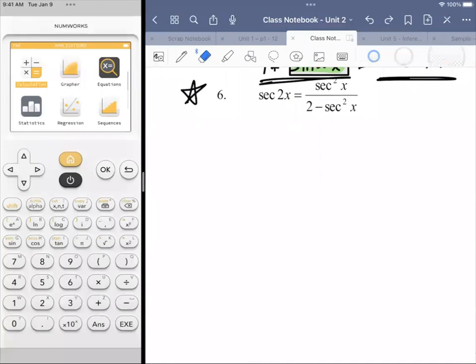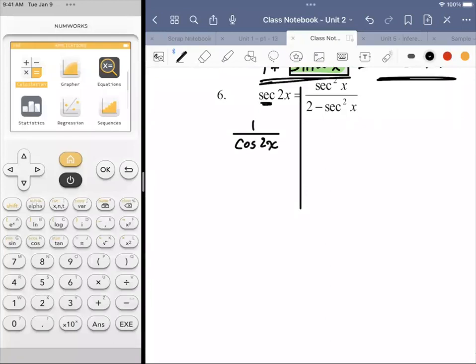So this says secant of 2x is equal to secant squared over 2 minus secant squared. All right. Well, the first thing I'm going to do is change the secant of 2x. So I'll make my impenetrable barrier. The reciprocal of secant is cosine. So this is equivalent to 1 over cosine of 2x. Just to make it a little bit more obvious what I'm looking for. Because the odds of us getting from here to here are not as good as getting from here to here.